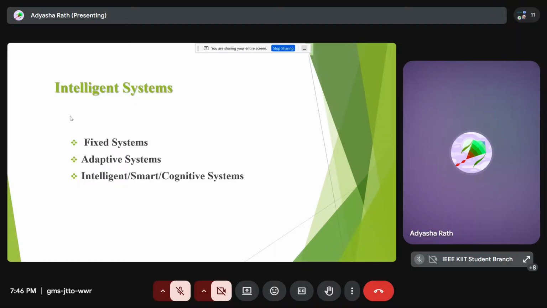Then coming to what is the meaning of intelligent system? First of all, intelligent systems are divided into different types like fixed system, then adaptive system, then after that intelligent, smarter, cognitive. So what is the meaning of fixed system? A fixed system doesn't learn anything and doesn't change its behavior after deployment. So for a fixed system we have predefined rules. For example, a calculator. We give the input, then we get the output.